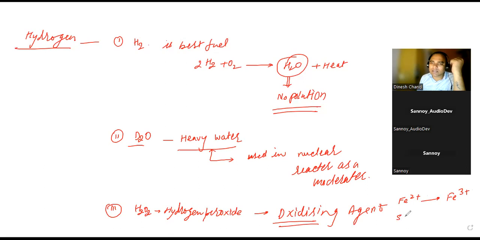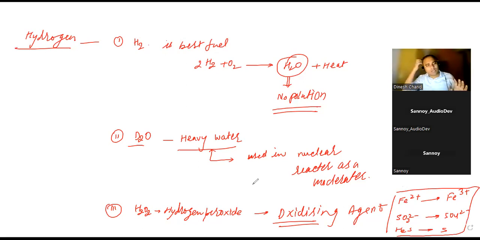Sulfite, SO3 2-, goes to sulfate ion, SO4 2-. Like that, H2S is also converted into sulfur. So it is acting as the oxidizing agent. So this is the introduction part of hydrogen, that it is extremely important.